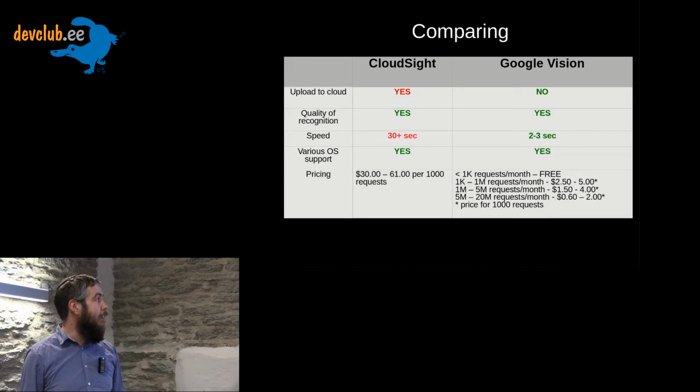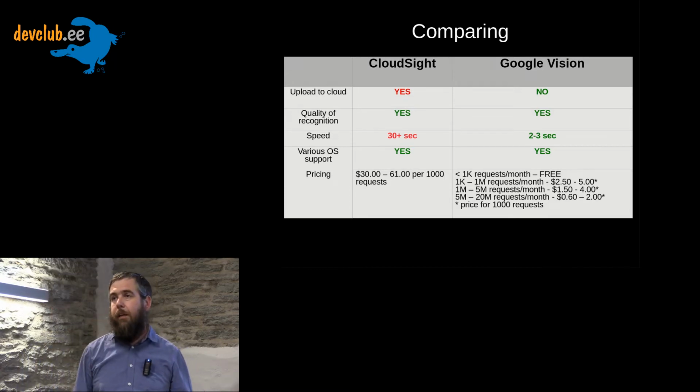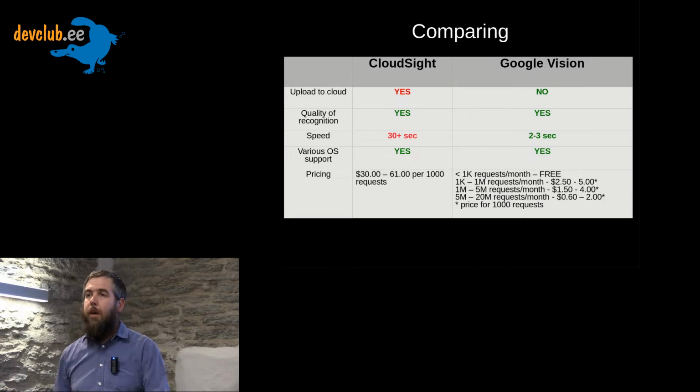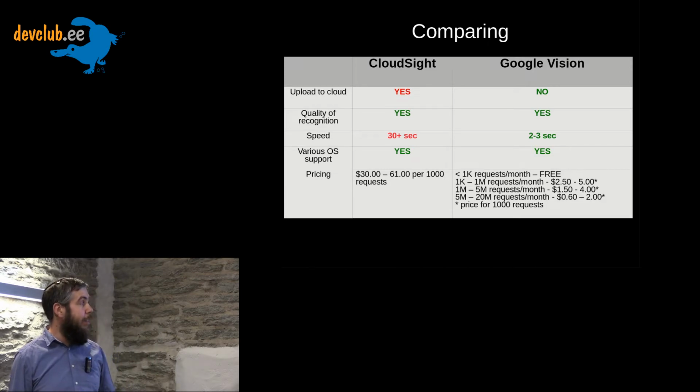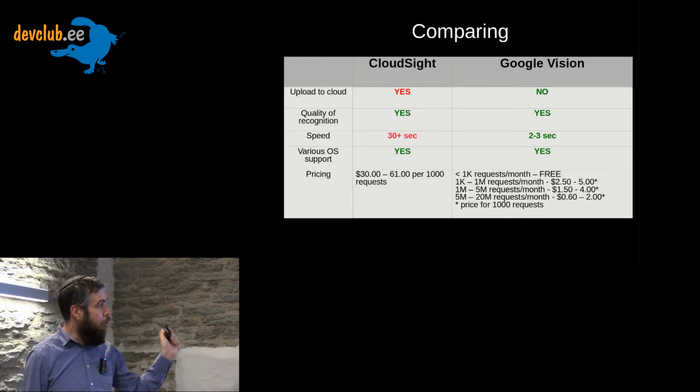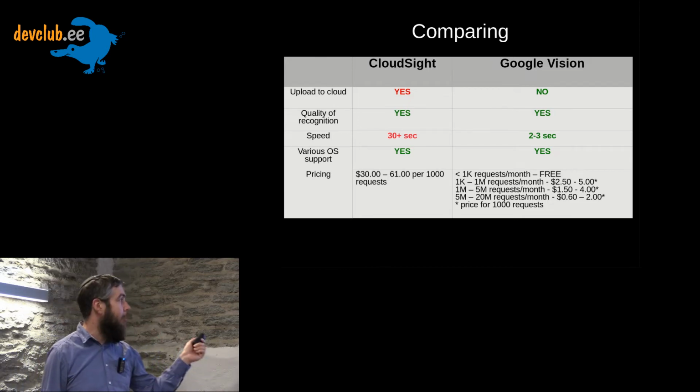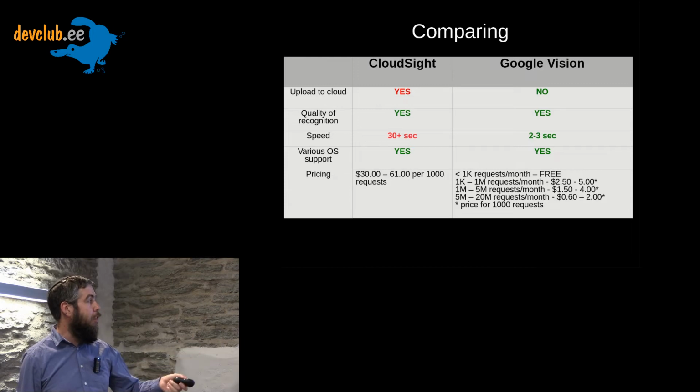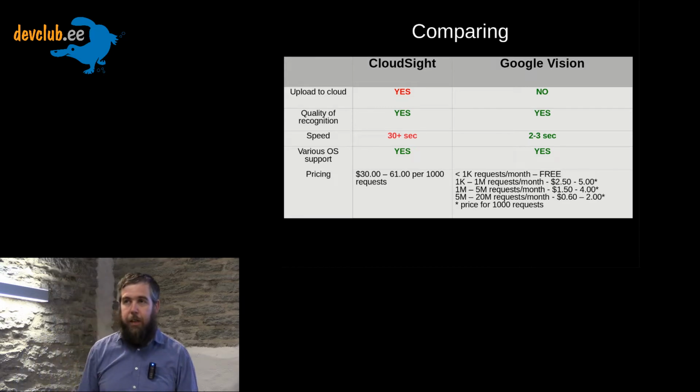Various operating systems are supported for sure, because it's just an API. You're sending an image to the API and getting a response, so you can implement it on any operating system. And pricing is the most exciting thing here. CloudSight, you should pay something like $38 to $61 per 100 requests. And it's very expensive, really.